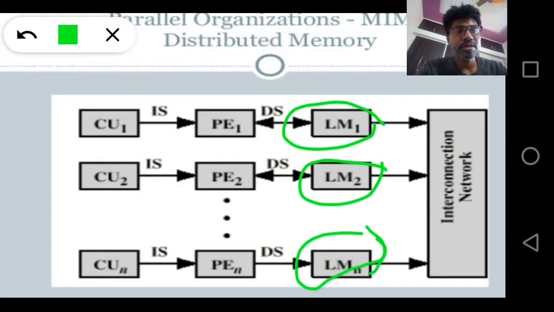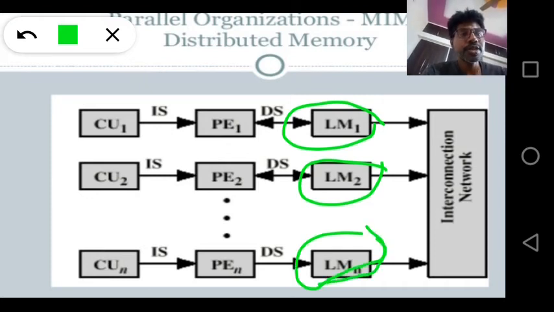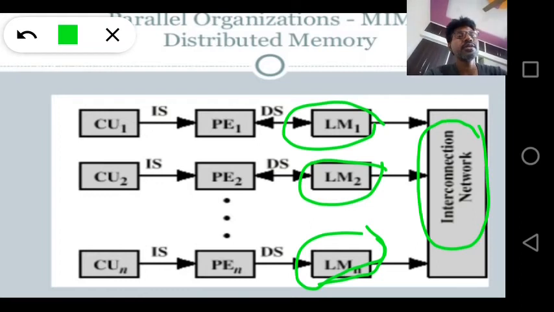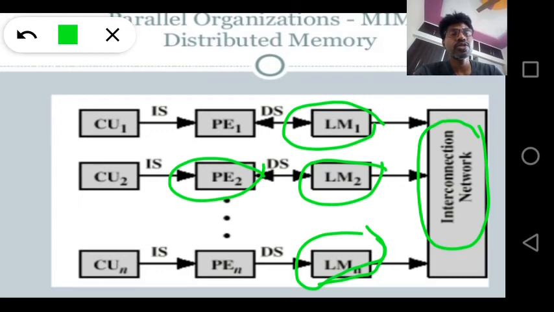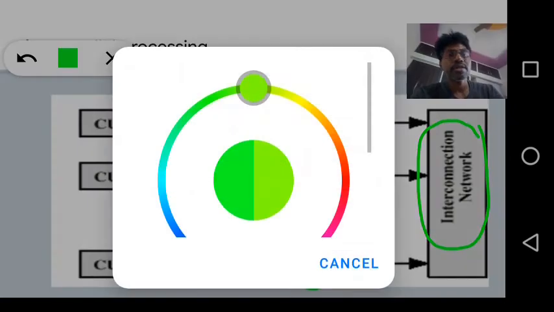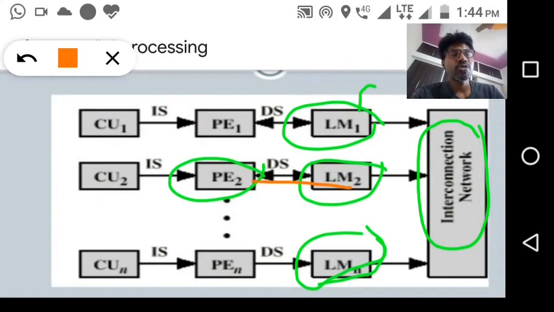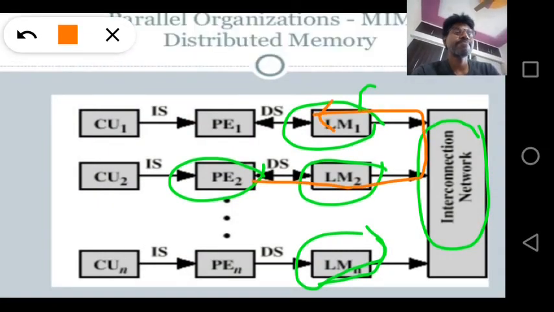So these memories are connected by an interconnection network. Because if processing element 2 wants to access it, it can go through the interconnection, but not directly. So this is the implementation of MIMD using distributed memory. Here memory is divided into local memories for each processor.